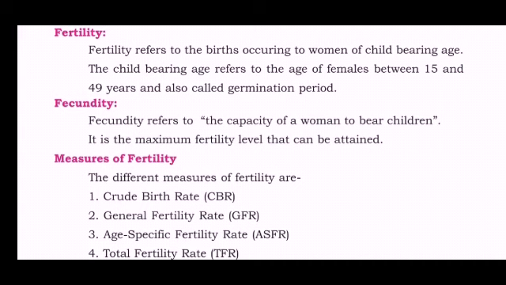That is, the woman of the age group between 15 years to 49 years will give birth to the babies, and this age is referred to as the childbearing age, and this is also called the germination period. And fertility studies the births occurring to women of childbearing age.